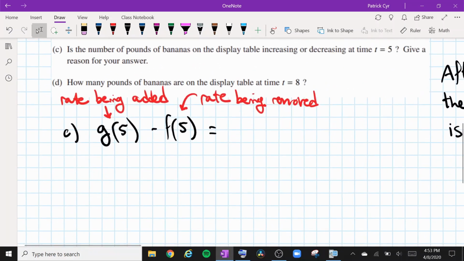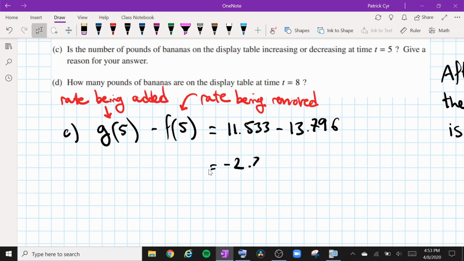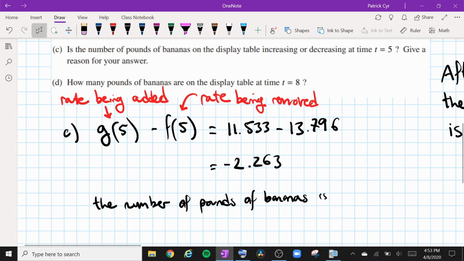Just to save a little bit of time, if you plug 5 into g of t, we get 11.533 minus the value when we plug in 5 into f of t, which is 13.796. When we find the difference, we get negative 2.263. So because we have a negative value, we know that the number of pounds of bananas is decreasing.